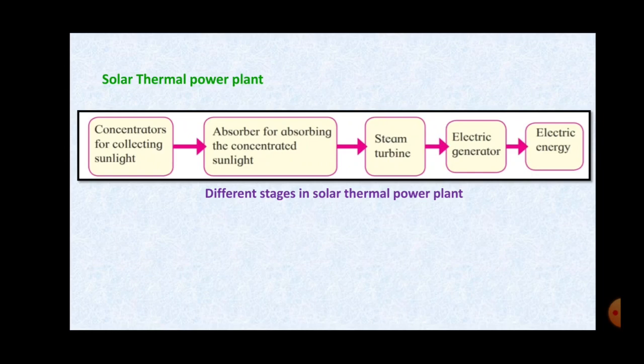So there are concentrators which collect the sunlight, then they have the absorbers which absorb this concentrated solar energy, and then it is converted into steam, and then the steam runs the turbine, which in turn runs the generator, and at last the electrical energy is generated. So here the electricity is generated by concentrating the sun's energy.